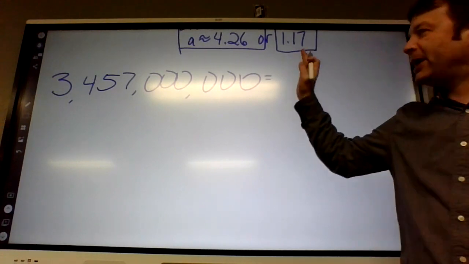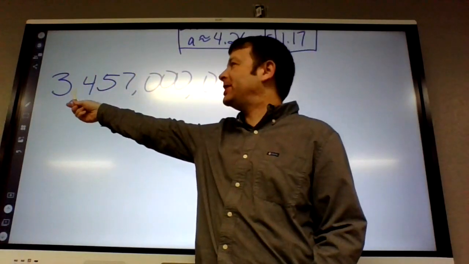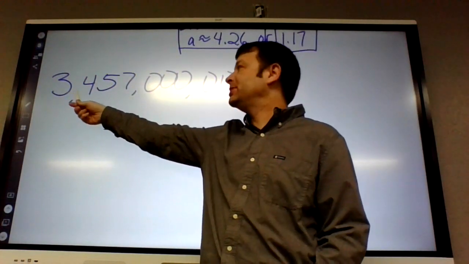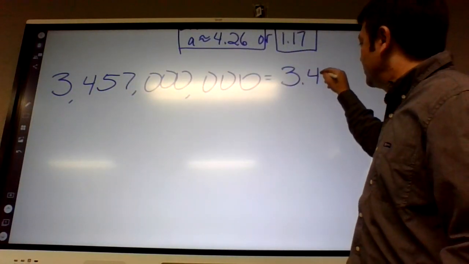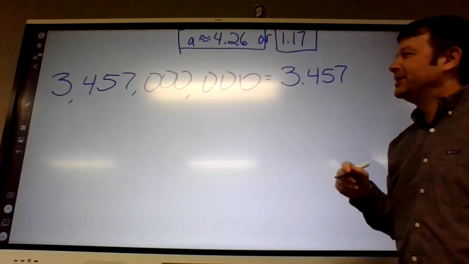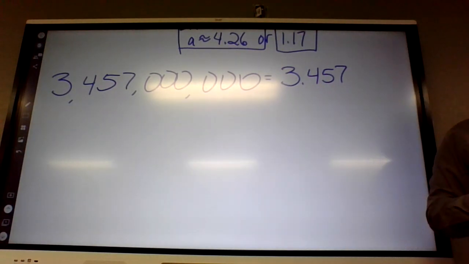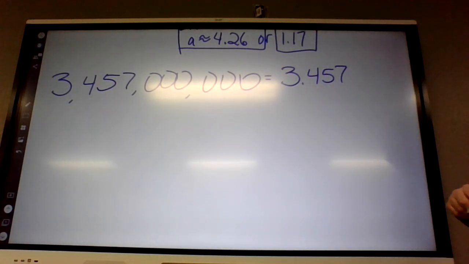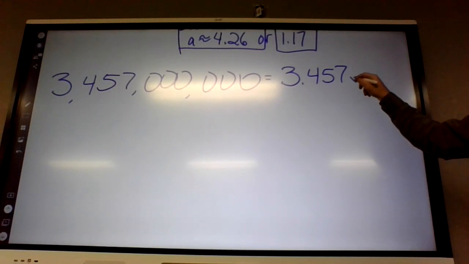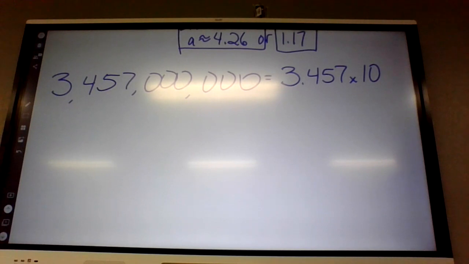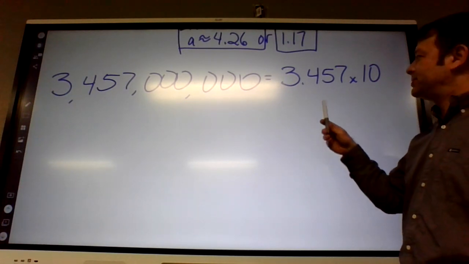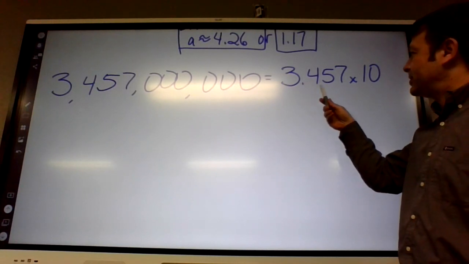Okay, so how this works is you always put the decimal after the first digit. So this would become 3.457. But obviously these two things are not equal. So how do I make them equal? You always do times 10. Basically every time you multiply by a 10, it moves the decimal one place. So how many 10s do I have to multiply by to get the decimal?